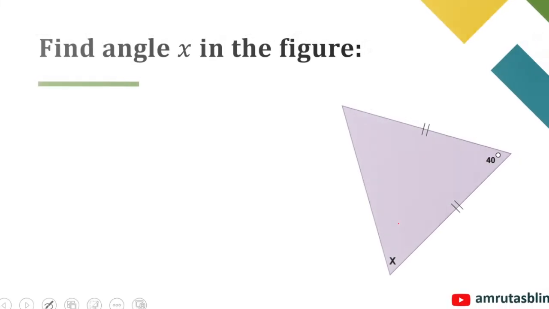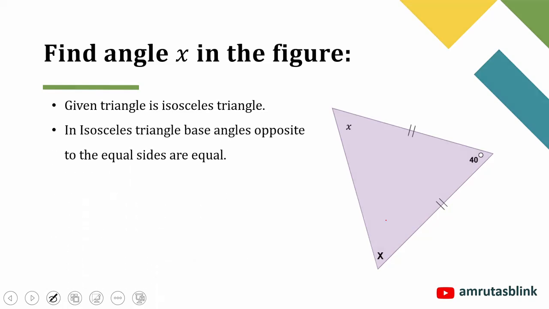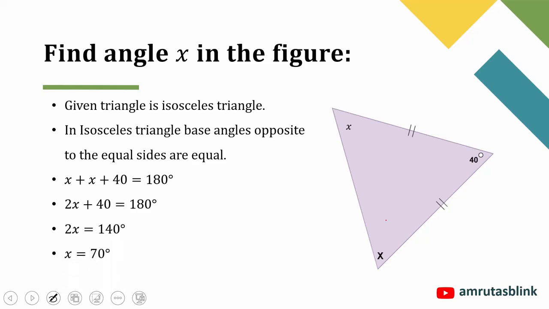Find angle X in the figure. Now, given triangle is an isosceles triangle. So, if this angle is X, another angle is also X. In an isosceles triangle, base angles opposite to equal sides are equal. And now, by angle sum property, X plus X plus 40 is equal to 180 degree. So, 2x plus 40 is equal to 180 degree. 2x is equal to 140. X is equal to 70 degree.